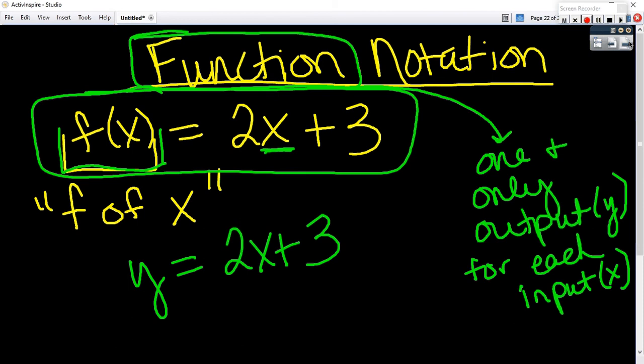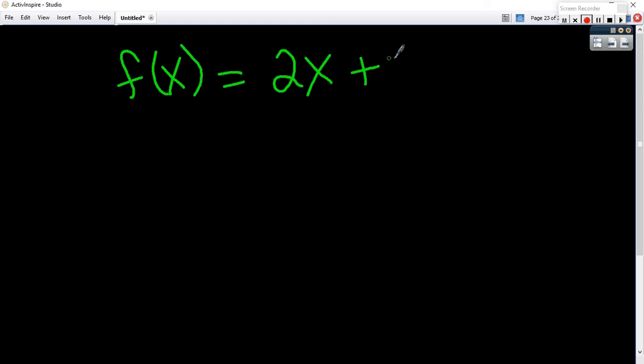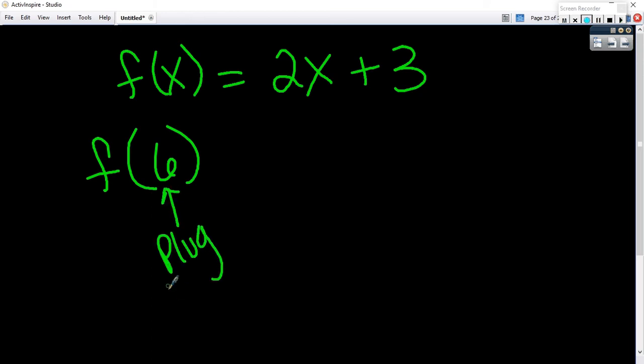Y'all got that? Or you need me to wait a second? Okay. If I told you, we'll use that same one, 2x plus 3. If I said f of x equals 2x plus 3, what is f of 6? What does that mean you do? This is what you plug in for every x.